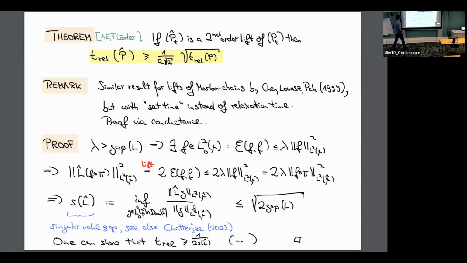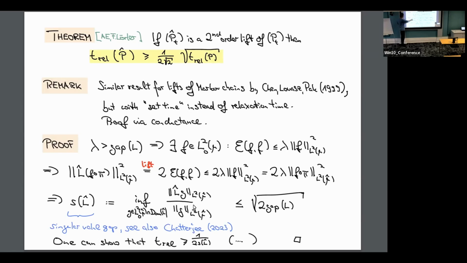The corresponding result for Markov chains has been given by Chen, Lovász, and Pak, but they could not formulate it with relaxation times. They had to use some strange times called Z times. The reason is they use the proof via conductance, and conductance is not directly related to relaxation time. So then they came up with the Z time, and for this they got a bound. But here we really get it for the relaxation time as it is defined in this case. And the proof is different from Chen-Lovász-Pak. The Chen-Lovász-Pak proof is quite easy. It just says the conductance of the lifted process cannot be better than the conductance of the original process, which is quite clear, and that gives the result. So here we don't use conductance. Here we directly argue with the spectral gap, and that's the whole proof, basically.